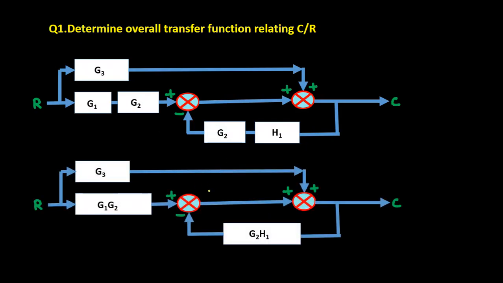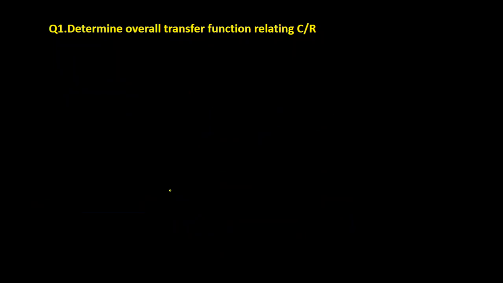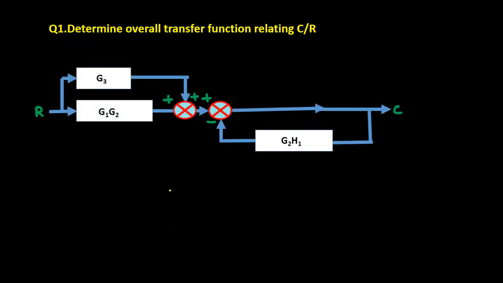And in the previous classes we have already studied that interchanging the consecutive summing points will not affect the output signal. So we can interchange these summing points with each other. So we shift this summing point here and we shift this summing point here. After interchanging we get this type of block diagram, as you can see in the diagram. Here we can see that this G3 and G1 G2 are in parallel.